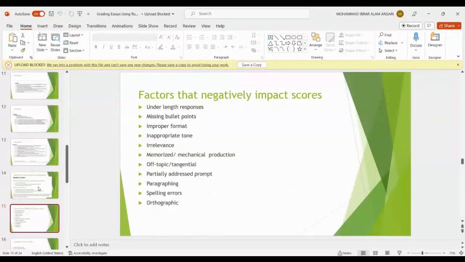Now let's have a look at some of the factors that prevent students from getting good grades, although they may have done well in certain areas. And it happens in many cases. Our students sometimes do exceptionally well in some areas, but they do poorly in other areas. As a result, they don't get the score that they're actually looking for.